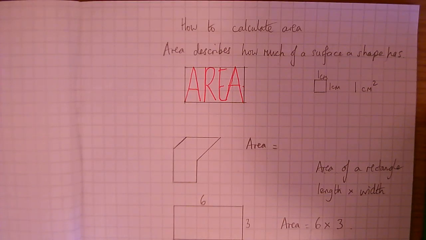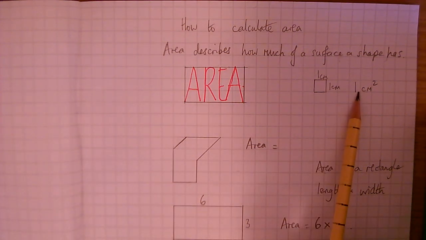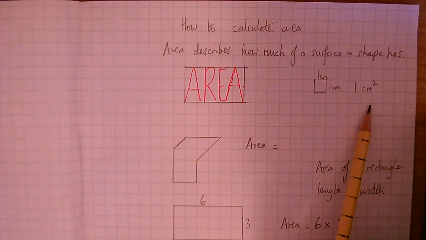How to calculate area. Area describes how much of a surface a shape has. So the area of this rectangle is the space inside. The units are centimetres squared. It could be metres squared, for example, kilometres squared.